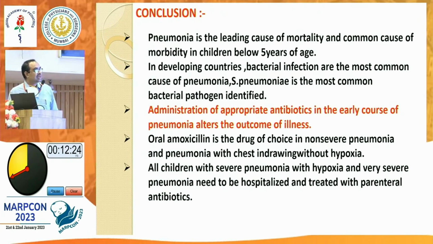So, conclusion: pneumonia is the leading cause of mortality and a common cause of morbidity in children below 5 years. In developing countries, what we had been taught is that viral pneumonia is more common, but that's old literature. We have more bacterial infection, and Streptococcus pneumoniae is the most common organism. And this is the catch: administration of appropriate antibiotics in the early course of pneumonia alters the outcome of illness.